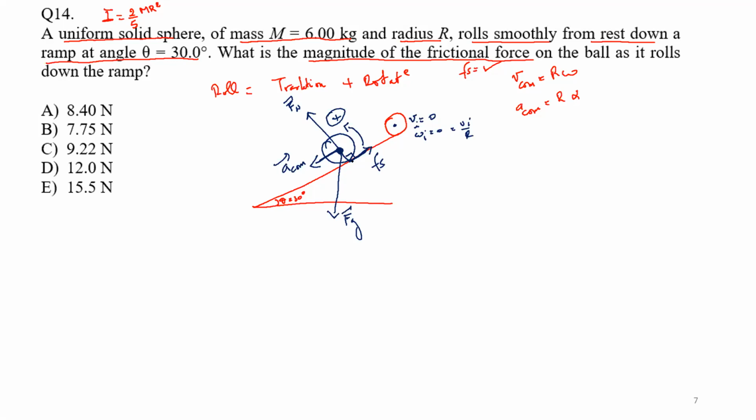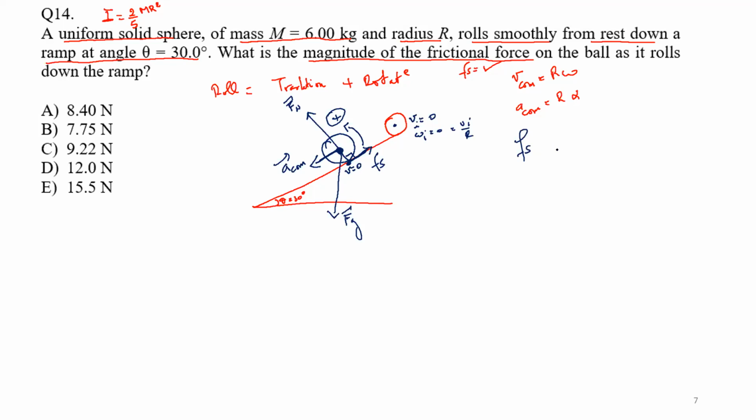Why is it a static frictional force? Because as I told you in class, momentarily, when I look at this point of contact, it's always at rest. The ball is not sliding down. Okay, so I have a smooth rolling. In a smooth rolling, I have a static frictional force, Fs.